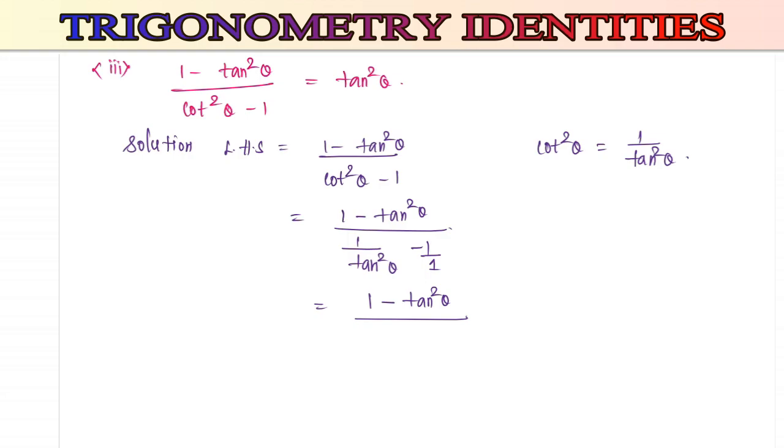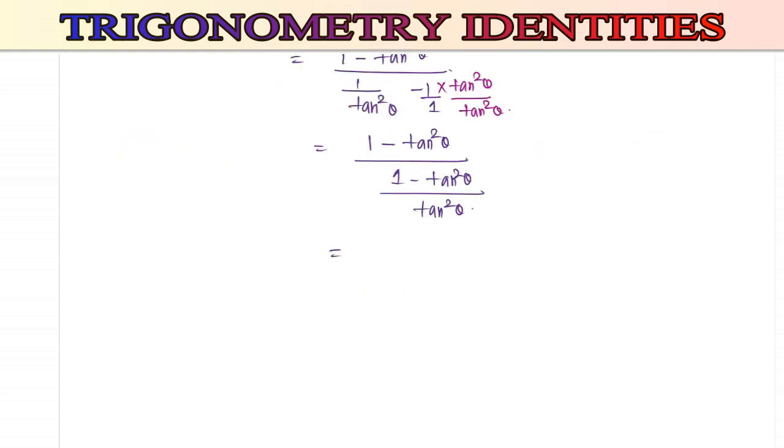To make the denominator the same, I am going to multiply both numerator and denominator by tan square theta divided by tan square theta. So here now the denominator has become equal. So I can write 1 minus tan square theta divided by tan square theta, which is 1 minus tan square theta, in the numerator. Now this denominator I am going to make a reciprocal, because this division I am going to convert into multiplication, so you have to take the denominator as a reciprocal.